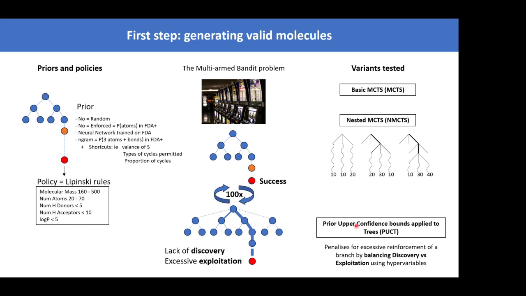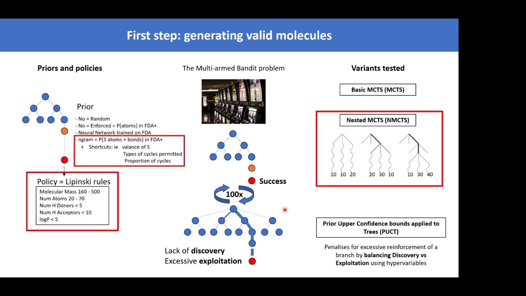And then there is another architecture that we tested, which is called PUCT, which uses hyperparameters to balance discovery versus exploitation. So it's up to you to set these hyperparameters to numbers that you consider would be interesting to test, and then you can see how the system behaves. So to cut a long story short, what we discovered is that in our case, a nested Monte Carlo Tree Search architecture with the n-gram prior and implementing the Lipinski policy gave us the best result.